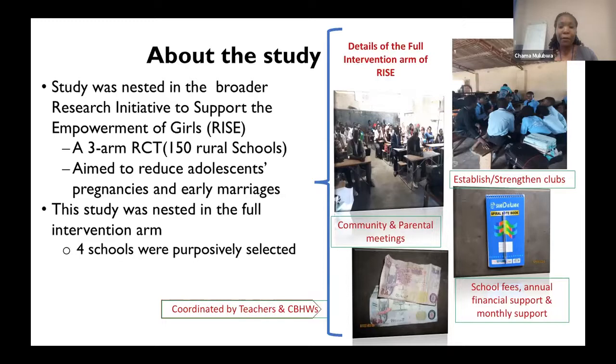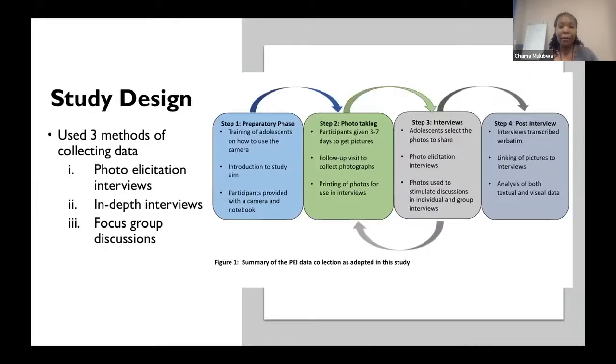So we nested this study in this full intervention arm, which has the interventions that I've described. We purposively selected 4 schools in this community component arm, or the full intervention arm, where we collected data. And this is the data that I'll be talking about in this study. Our study design mainly used photo elicitation interviews, in-depth interviews, and focus group discussions. I'll describe this a little bit more in the next slide.